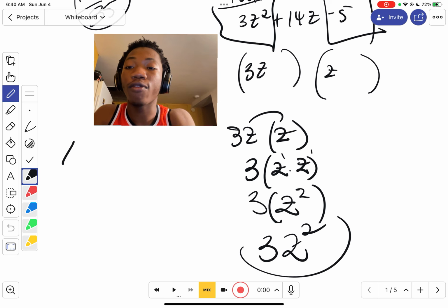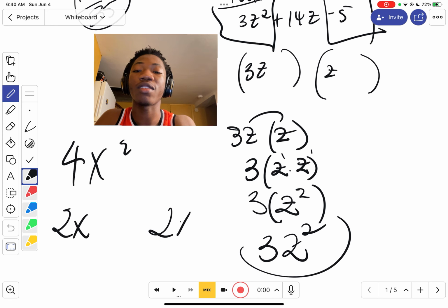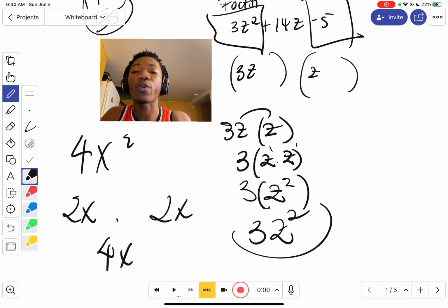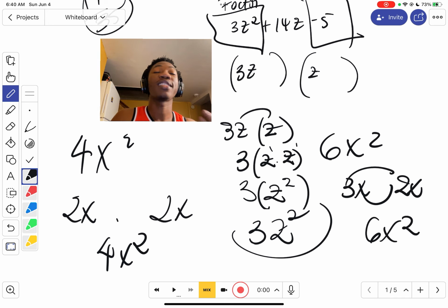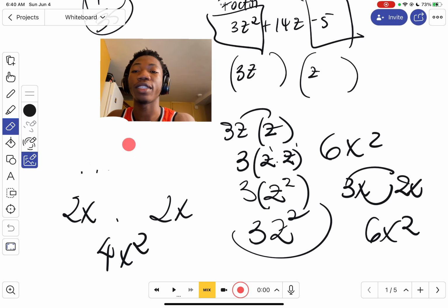And if it was 4x², for example, we would have come up with 2x on the first one and 2x on the second one, because when you multiply them together, it would have given you 4x². If it was 6x², you would have put 3x on the first one and 2x on the second one. 3 by 2, 6. x by x, x squared. So it's pretty easy, but it's a matter of practice. It will be much easier for you to come up with your own solutions, your own numbers. So keep practicing. You'll get to it. That's just a simple phase.